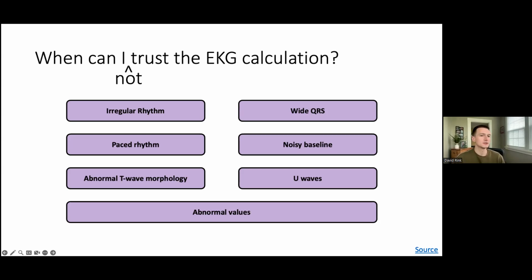But the computer particularly struggles in certain circumstances, such as irregular rhythms, paced rhythms, abnormal morphologies, the presence of U waves, noisy baselines, and wide QRSs. And when we tend to drift further from the normal range, so shorter or longer QTs, the computer also struggles.